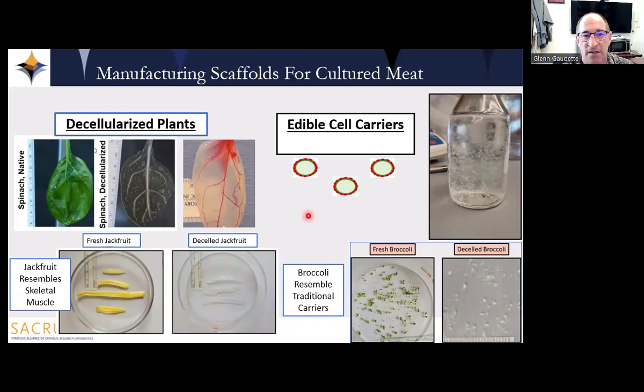And so on the right side of this slide, an example of a scaffold is decellularized broccoli. In the top video, you can see the broccoli spinning around in that jar, and down on the bottom, you can see the fresh broccoli. And then once it's been decellularized, what it looks like.